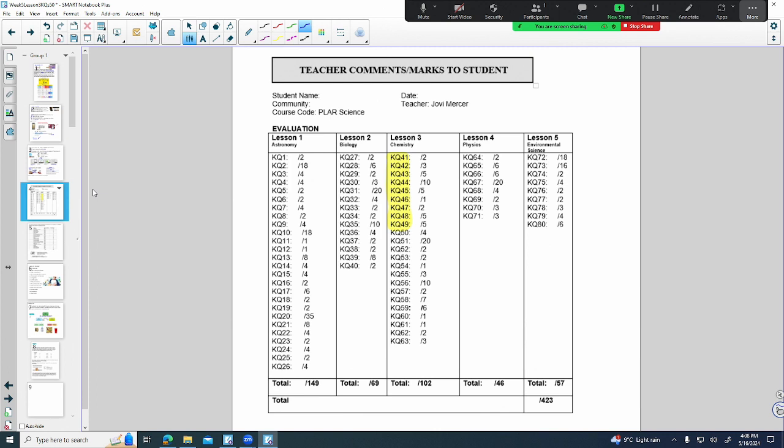We're looking at the teacher comments or marks to students. We have so far completed lesson 1, astronomy, lesson 2, biology, and in lesson 3 we have key questions 41 to 49 completed. So this afternoon we will begin with completing key question 50.